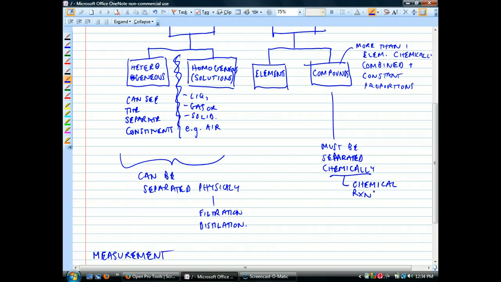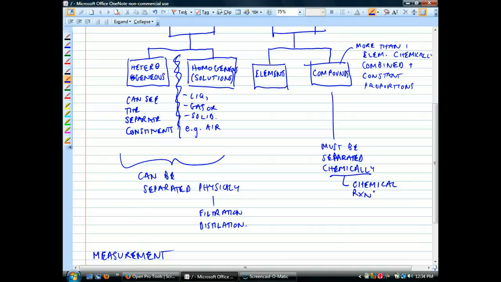But like I said, it's a little bit circular, because if you do separate a compound, then by definition you're doing a chemical reaction, because you're changing the substance into another substance. So it's a little weird.